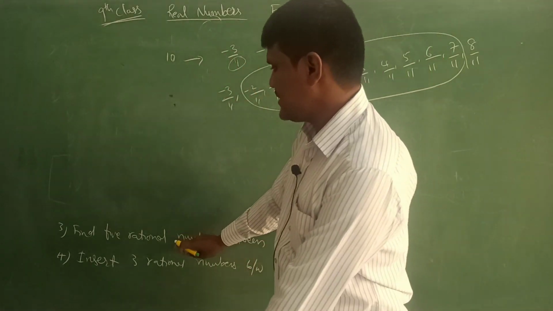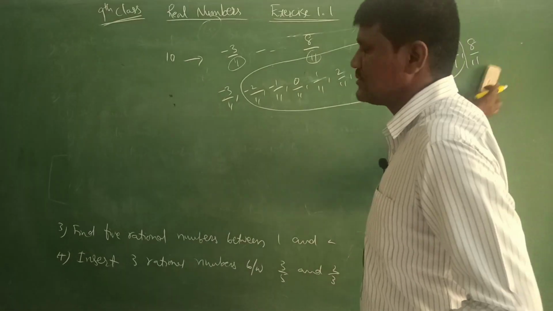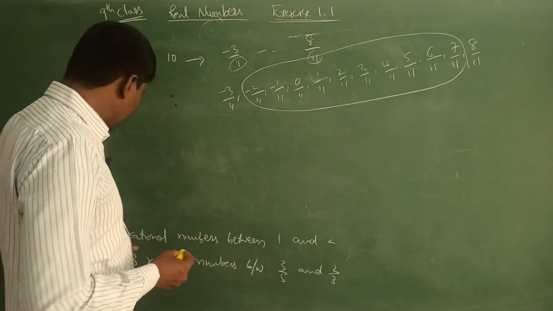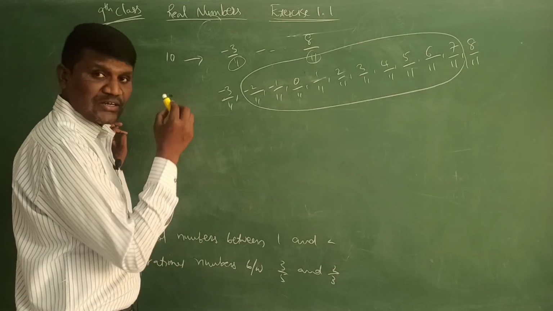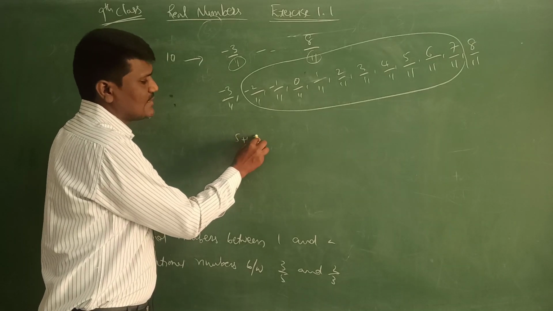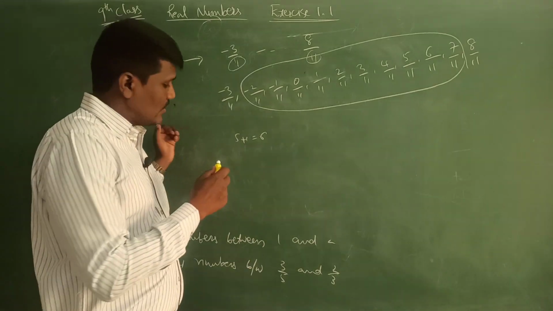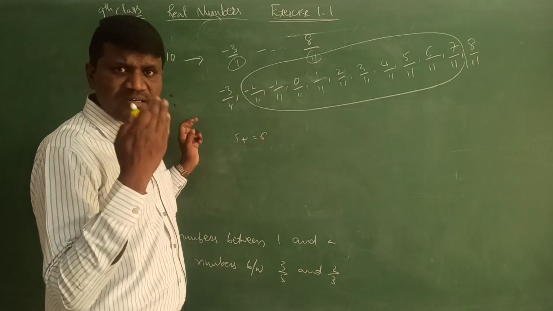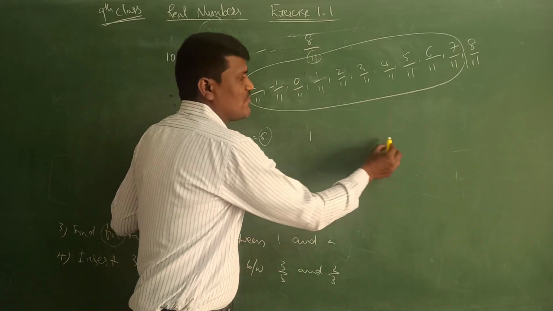And next, the third problem: find 5 rational numbers between 1 and 2. How to do it? How many rational numbers did they ask? 5. So whenever they ask for 5 rational numbers, what do you need to do? 5 plus 1 is 6, right? So make these into rational numbers first, by multiplying and dividing with a number. What number? 6.